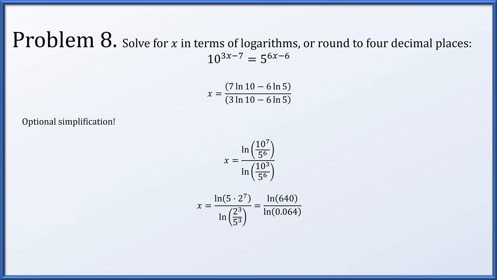10 to the 7th is 5 to the 7th times 2 to the 7th, so I can cancel most of the 5s out there. Similarly, down in the denominator, 10 cubed is 5 cubed times 2 cubed, so I can cancel all the 5s from the numerator and some from the denominator. 5 times 2 to the 7th is 640. 2 cubed over 5 cubed is 0.064, so you could write it like this. You could then, through the change of base formula, call this the logarithm base 0.064 of 640.